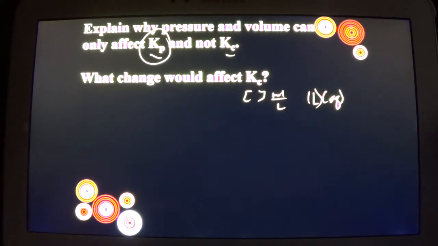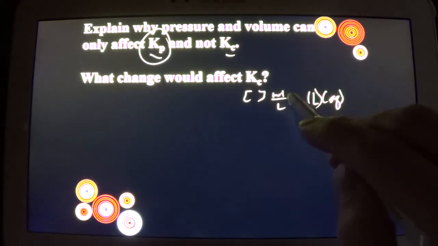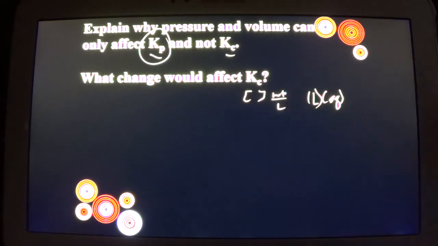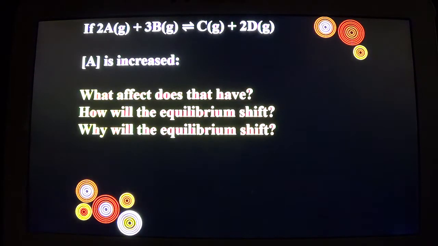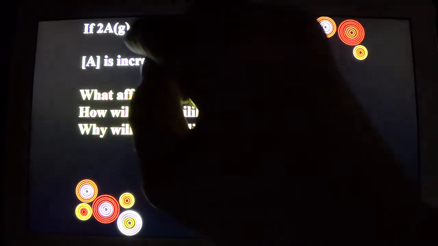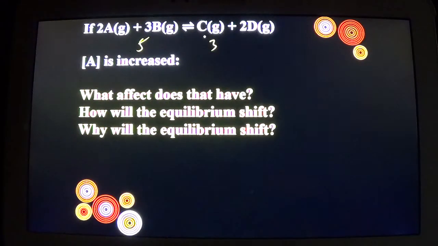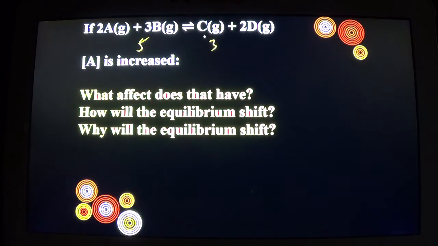Okay. What changes would affect Kc? Well, anything that would affect moles or liters could affect Kc, absolutely. Let's try some. Here's my same reaction. Check it out. I've got my gases. I still have 5 on this side. I still have 3 on that side. That really is not important anymore. But my concentration of A is increased. What effect will this have?